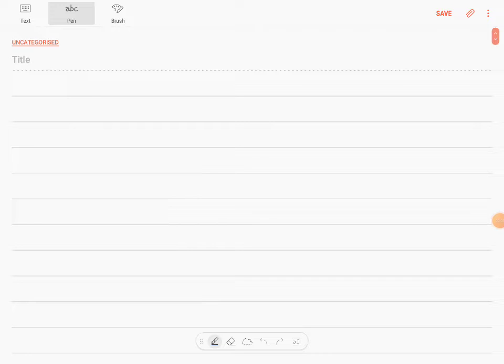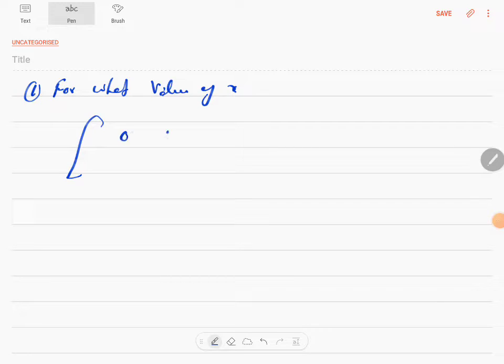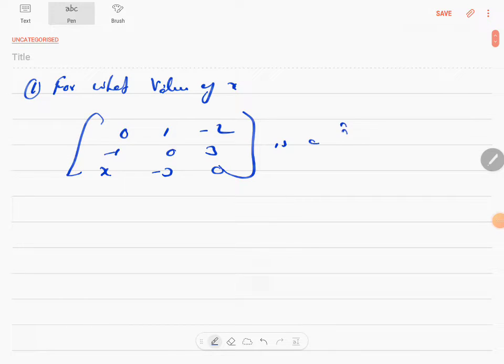So matrices, first question: for what value of x is the matrix [0 1 -2; -1 0 3; x -3 0] a skew symmetric matrix?